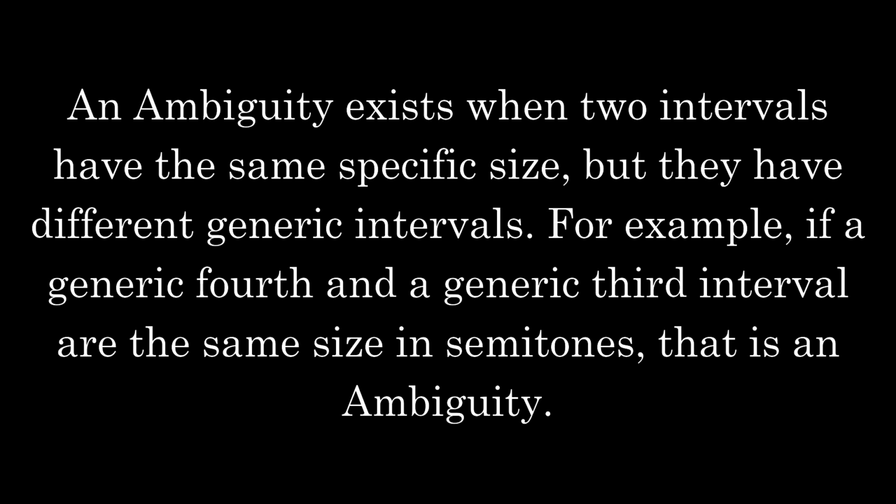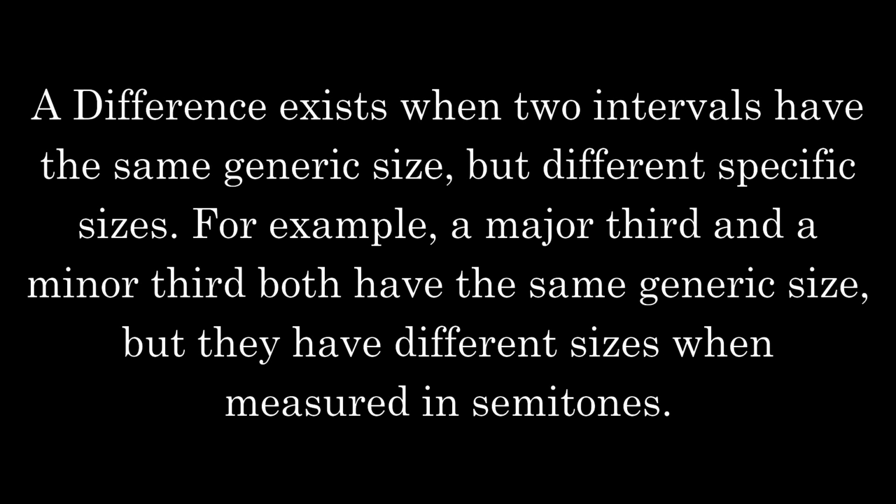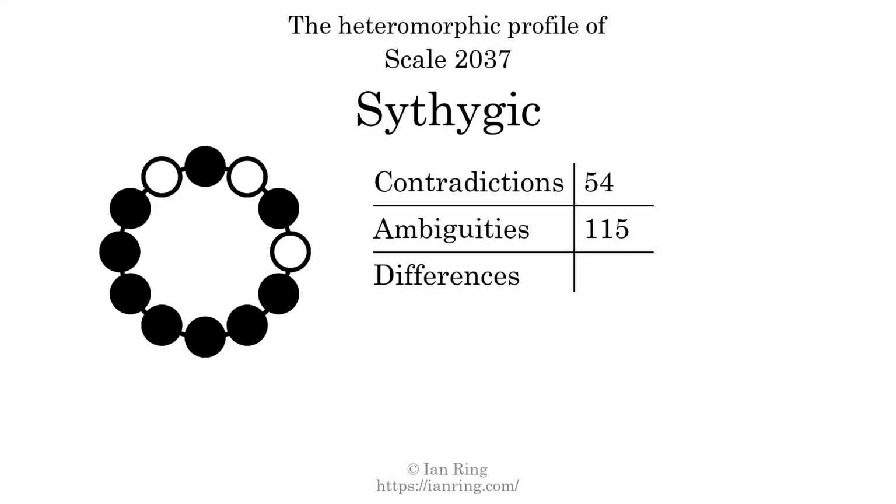An ambiguity exists when 2 intervals have the same specific size, but they have different generic intervals. For example, if a generic fourth and a generic third interval are the same size in semitones, that is an ambiguity. The number of ambiguities in this scale is 115. A difference exists when two intervals have the same generic size, but different specific sizes. For example, a major third and a minor third both have the same generic size, but they have different sizes when measured in semitones. The number of differences in this scale is 200.